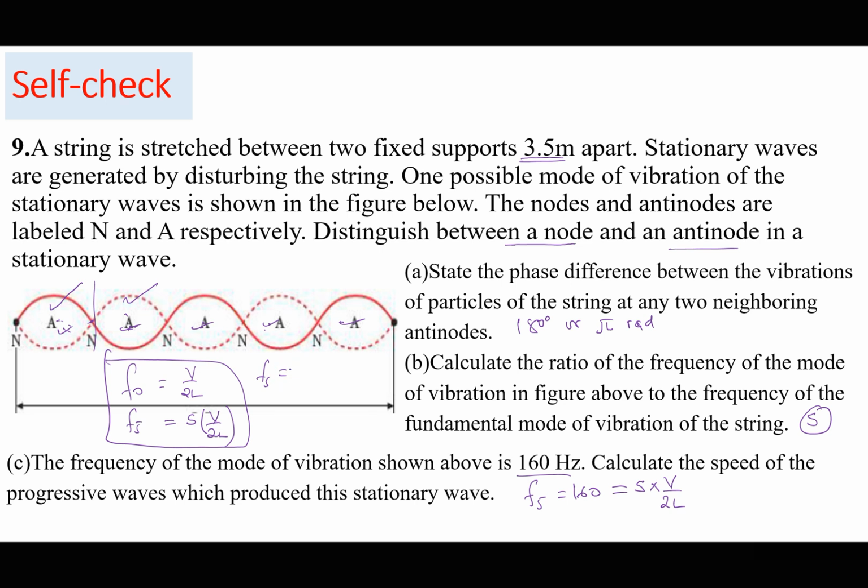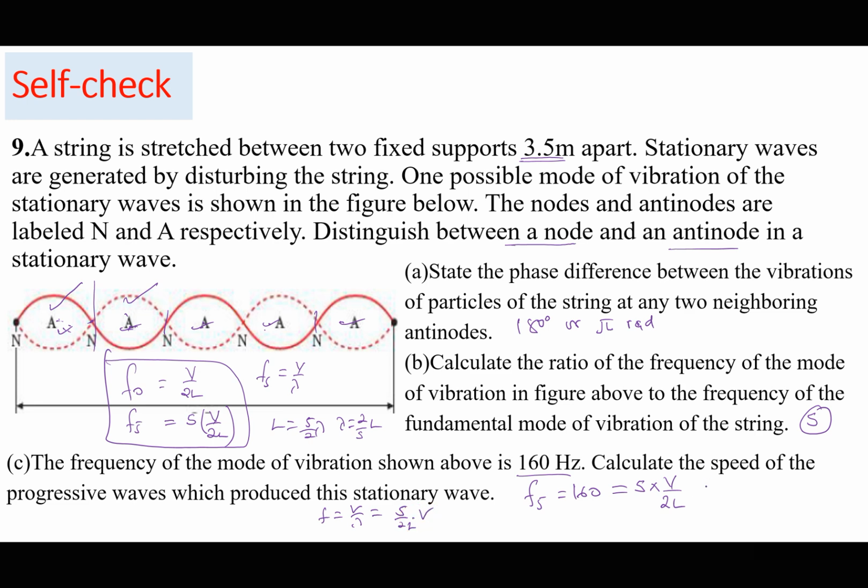Or if you want, you can derive this. F5, the frequency, equals V over wavelength. This is 1 cycle, 2 cycles and a half, which is 5 lambda over 2. So L is equal to 5 over 2 lambda. So lambda is equal to 2 over 5 of L. So when you substitute into frequency equals V over lambda, it becomes 5 over 2L times V. That's how I got this.